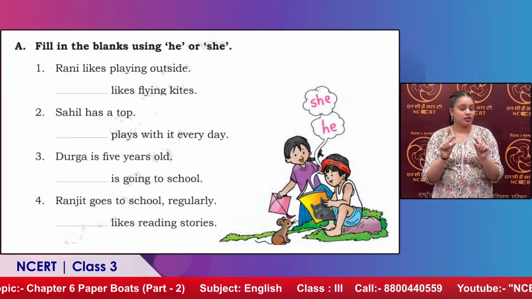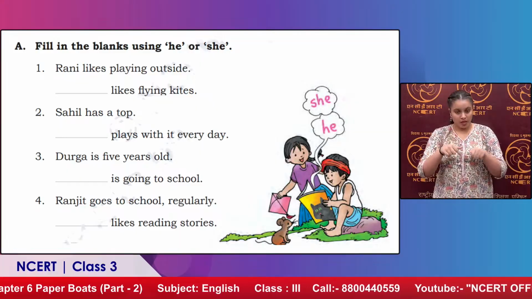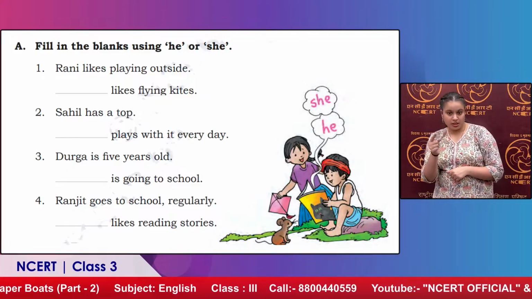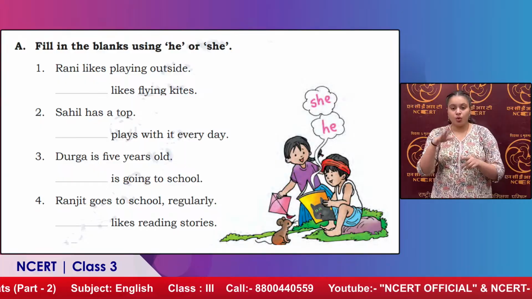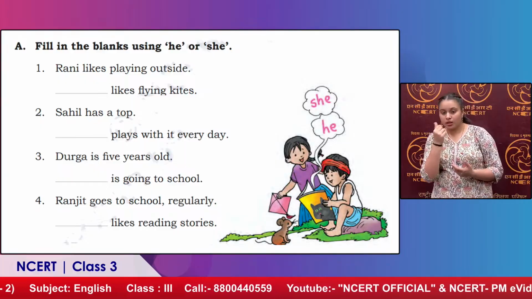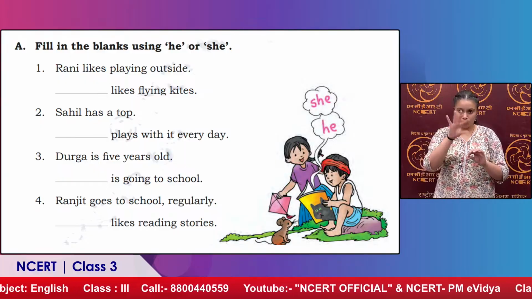See, the first sentence is here. We have to use he or she. We have to guess according to the name whether it's a boy or a girl, and then we have to use an appropriate pronoun. Okay, ma'am, you have got it?